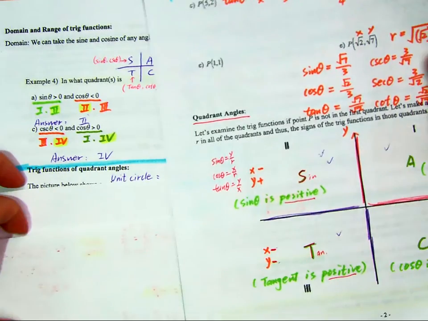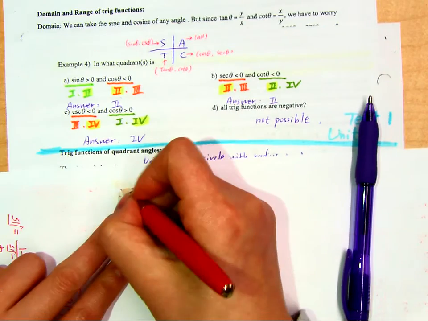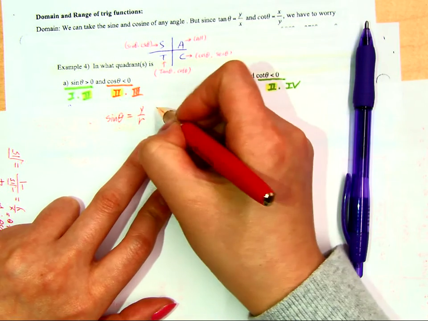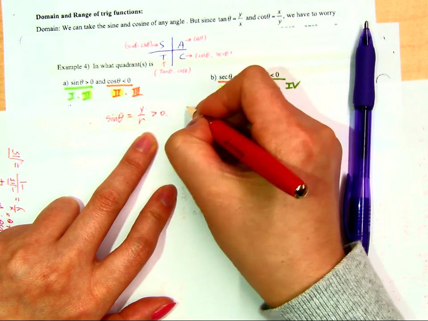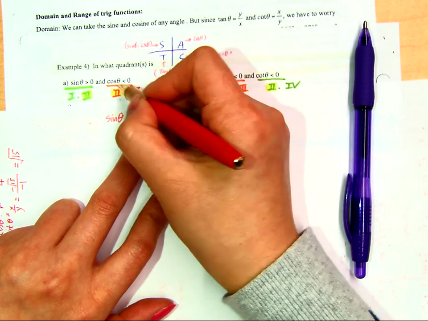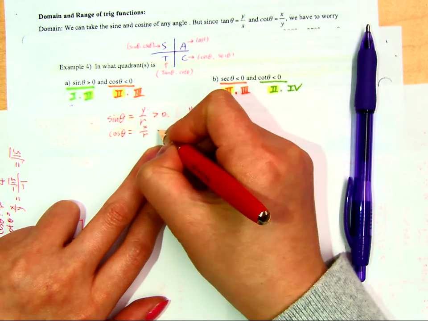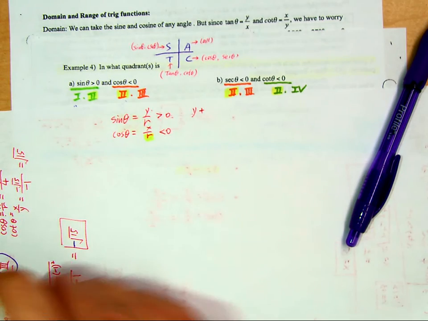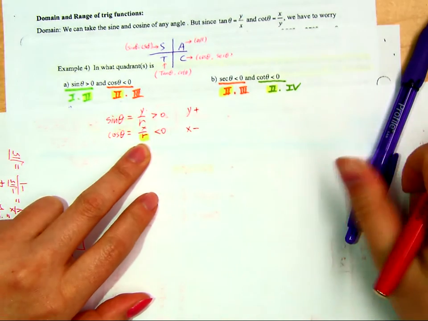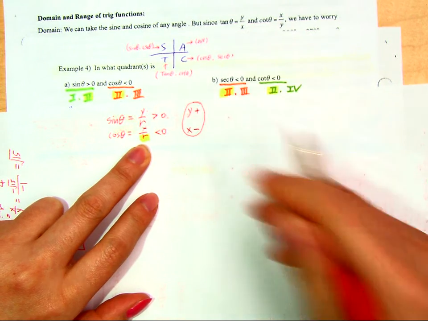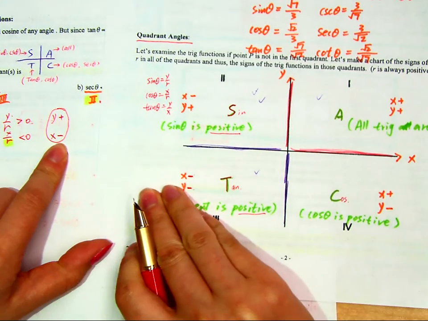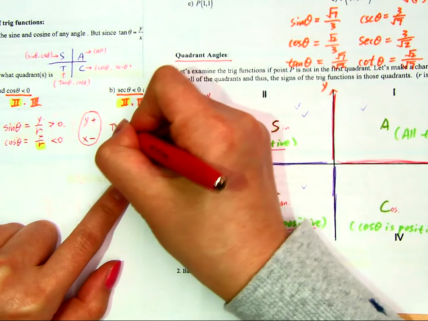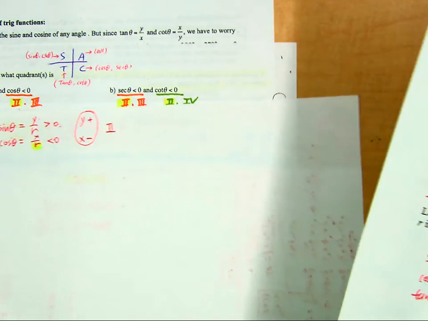The second way is to look at this again. Sine is y over r, and we know it is a positive number, so both need to be positive. So we know the y value is positive. And the cosine is equal to x over r, which is negative. We know r is always positive, so for this fraction to be negative, the x value has to be negative. On this coordinate system, we're looking for the quadrant where x is negative and y is positive. That will be right here. That's also how you know this angle is in quadrant 2. That's two ways. It doesn't matter which way.